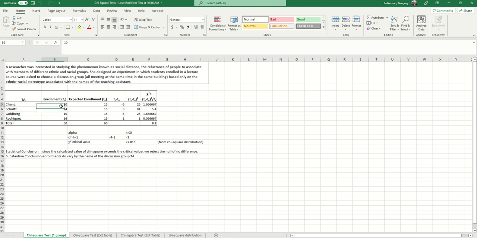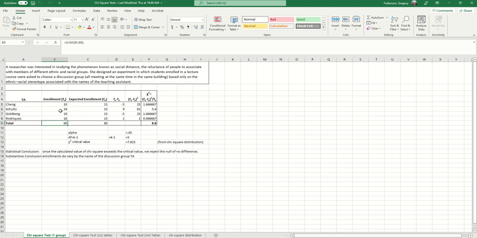And the students did sign up at a different rate or frequency, right? So Chang got 10 students, Schultz got 24, Goldberg 10, and Rodriguez 16. All right, so altogether there are 60 students. That's just the sum of this column. So to do this particular test, we have to start with looking at what the expected enrollments were.